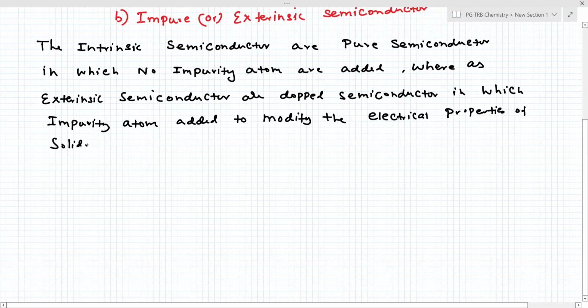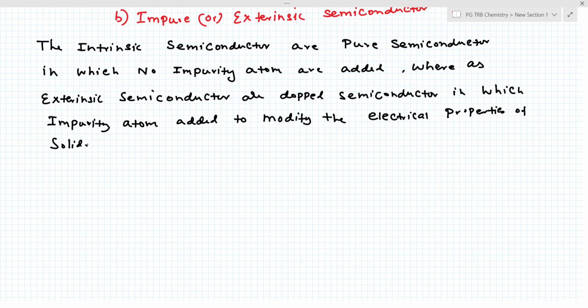Listen, whenever impurity is added to a semiconductor, the electrical property increases. A simple concept. Why are they doing doping? To increase the electrical property of the metal. If you want to increase electrical property, we have to dope. What is doping? Adding impurity to the metal atoms. Very important, please note.